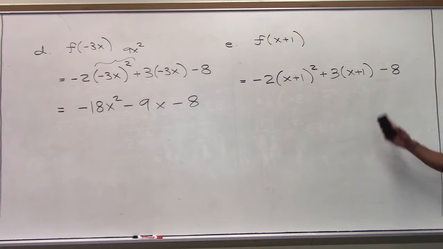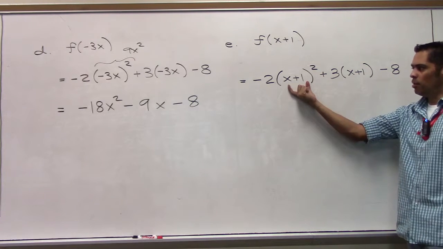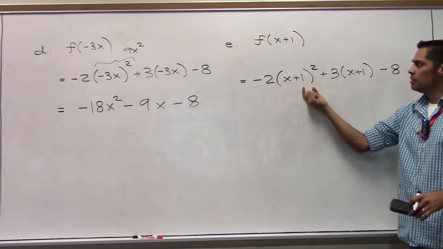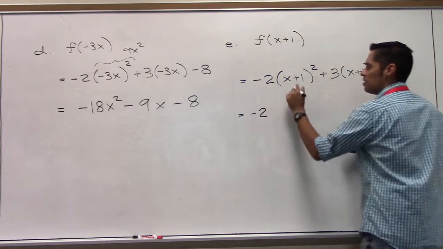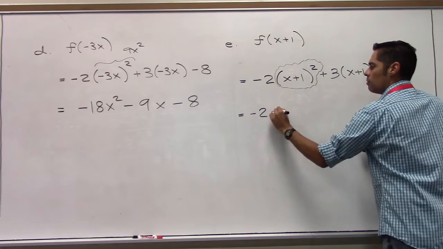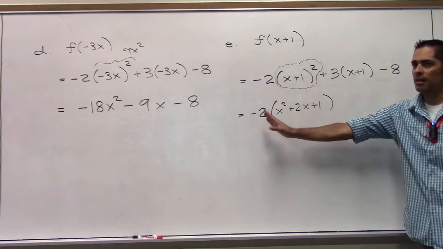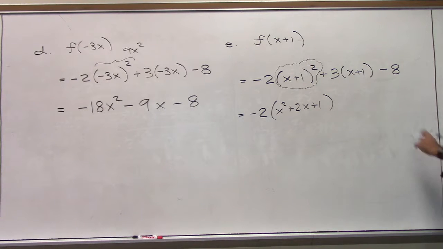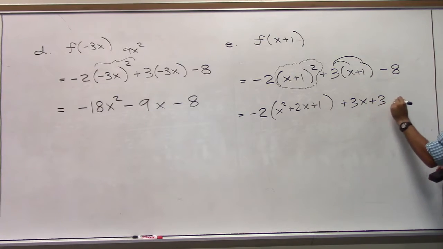Now you need to go through and actually simplify this. That means you have the pleasure of multiplying x plus 1 times x plus 1 and then distributing a negative 2 through. So here's negative 2, just tell me what this would be. X squared plus 2x plus 1. But you need parentheses around that because the negative 2's got to pass through it. And then this 3 goes through here, so plus 3x plus 3, and then minus 8.